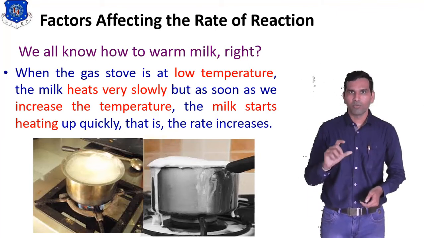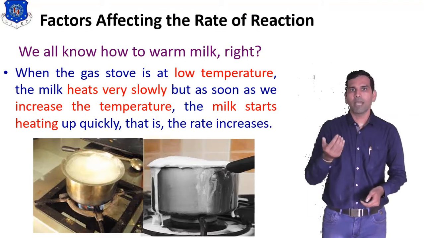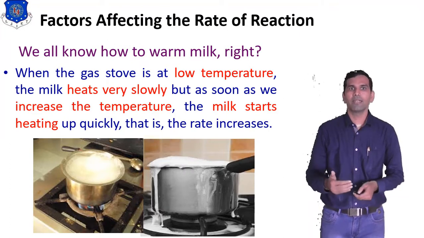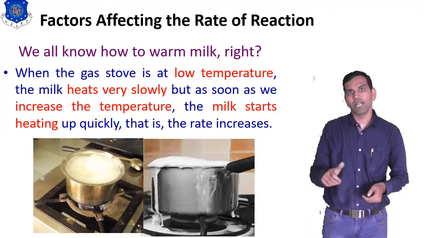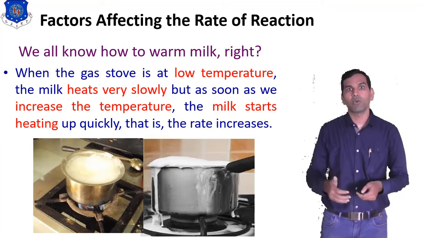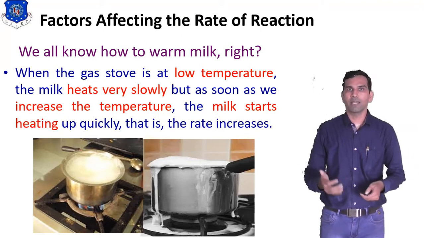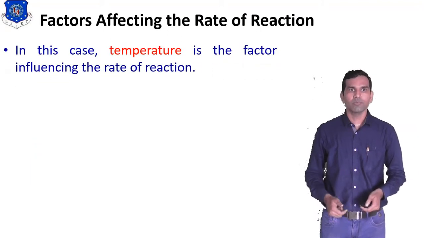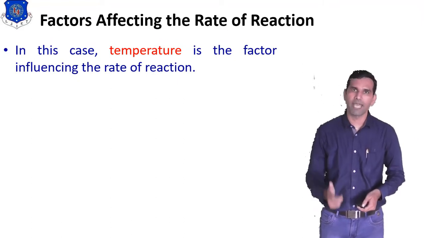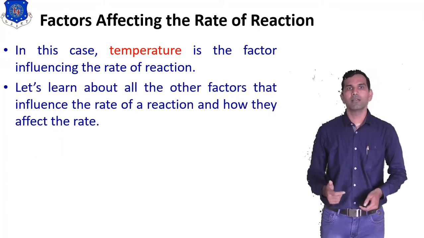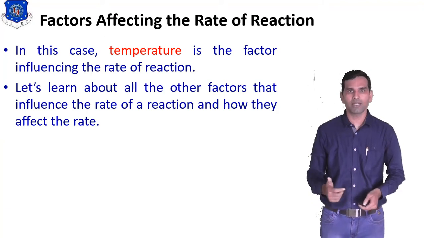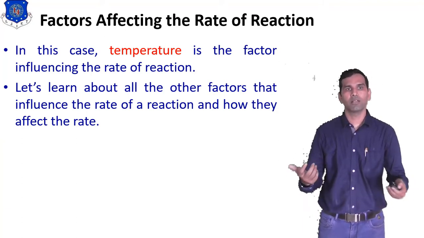So here, when the temperature is low, the heating is very slow. And when we increase the gas temperature, the milk starts heating quickly. So in this case, temperature is the factor influencing the rate of reaction. Let's learn about all other factors that influence the rate of reaction and how they affect the rate.